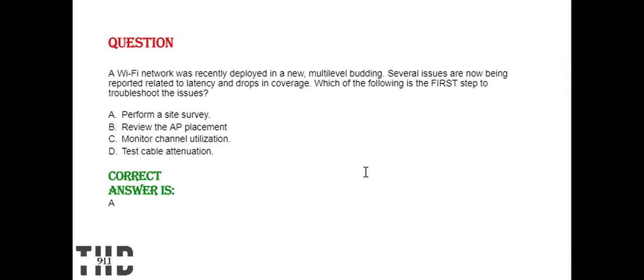The Wi-Fi network was recently deployed in a new multi-level building. Several issues are now being reported related to latency and drops in coverage. Which of the following is the first step to troubleshoot the issues? Option A, perform a site survey. Option B, review the AP placement. Option C, monitor channel utilization. Option D, test cable attenuation. The correct answer is option A.